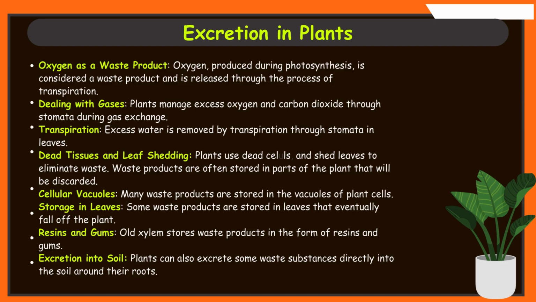Dead tissues and leaf shedding. Plants use dead cells and shed leaves to eliminate waste. Waste products are often stored in parts of the plant that will be discarded. Cellular vacuoles. Many waste products are stored in the vacuoles of plant cells. Storage in leaves. Some waste products are stored in leaves that eventually fall off the plant.